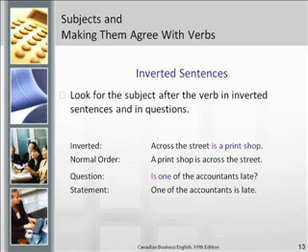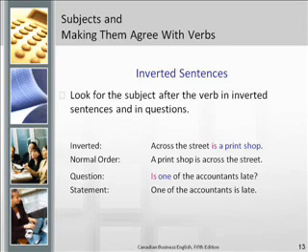One final thing to look at when you're trying to select the subject of a sentence is to consider inverted sentences. And again, this is a topic that we've covered before. When you have an inverted sentence, you need to look for the subject after the verb. Consider the example, across the street is a print shop. You change that inverted sentence into normal order: a print shop is across the street. And it's easier to select the subject in this sentence. The verb is, and shop is the subject of the sentence.